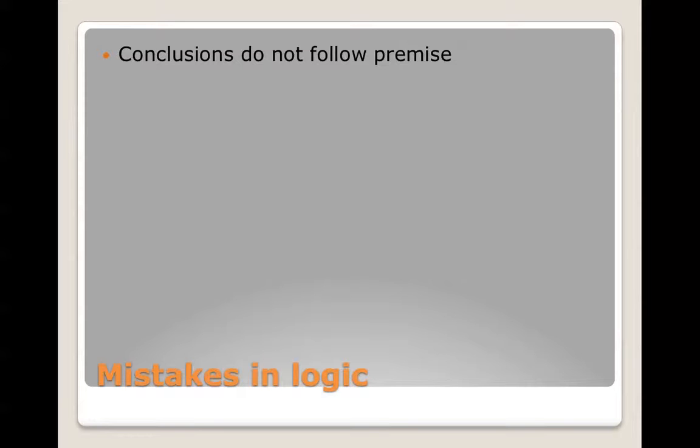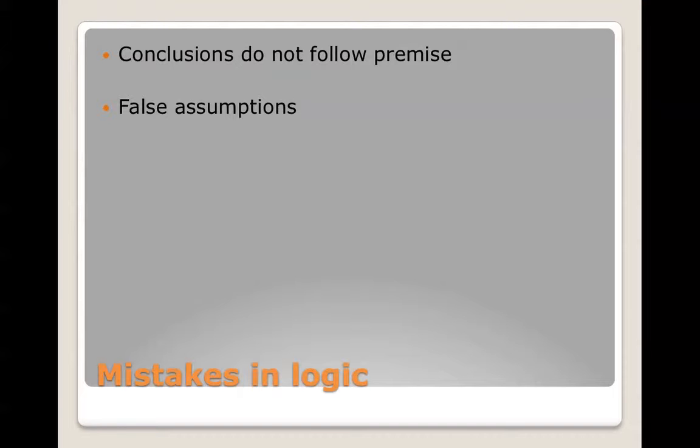Conclusions that do not follow the premise. So the example from the quiz last week about the Supreme Court justices. All Supreme Court justices currently graduated from Harvard or Yale law schools, therefore you have to have gone to Harvard or Yale law schools in order to be a Supreme Court justice. The conclusion does not follow the premise, meaning that what happens in the second part of that statement doesn't necessarily have to follow from the first.